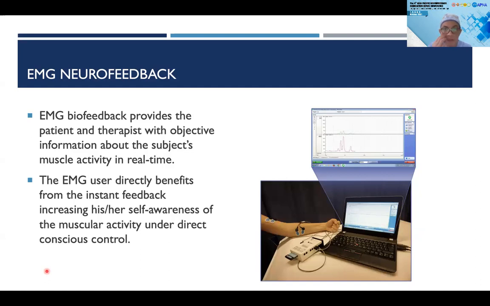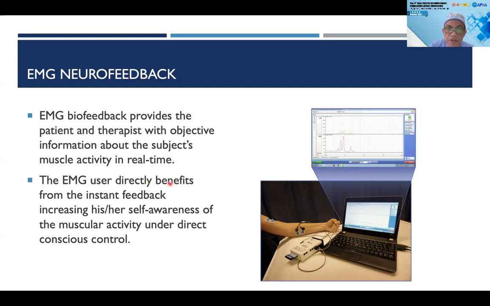So EMG biofeedback provides the patient and the therapist with objective information about the subject's muscle activity in real time. For example, like this. When we ask the patient to squeeze their hand, then we get detailed information about the muscle contractions in this recording site. And then the patient and also the therapist can see objective information about the contraction.